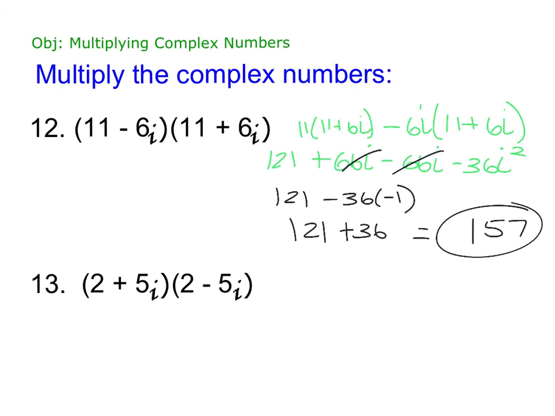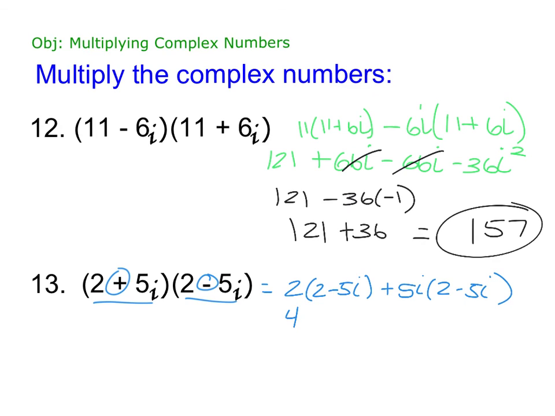What do these look like? These should remind you of something. These are basically difference of squares problems, right? It's the same thing with opposite signs. So the middle term is always going to cancel. So we've got our 2 plus 5i times 2 minus 5i. So again, what should happen here, because it's the same binomial with opposite signs, that middle term should cancel out. 4 minus 10i plus 10i minus 25i squared.